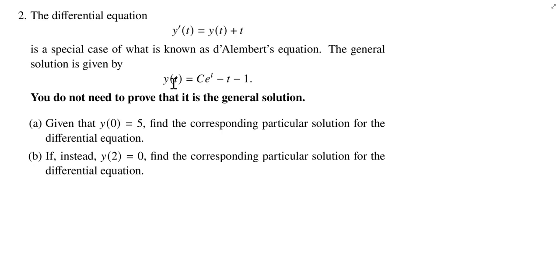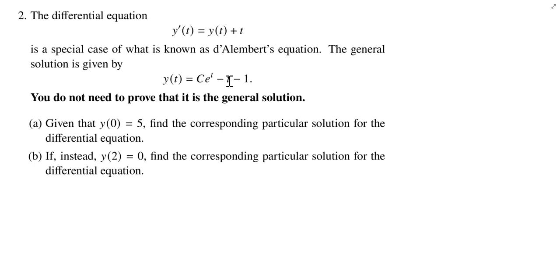Namely, y is equal to some constant, and that constant tells you we have a family. This is the general solution. So you have some constant times e to the t minus 1. And it's very clear here, you don't need to prove that this is the general solution. Maybe we don't know how to do that yet. Instead, in these problems, what we want to do is find a corresponding particular solution given some initial data point.